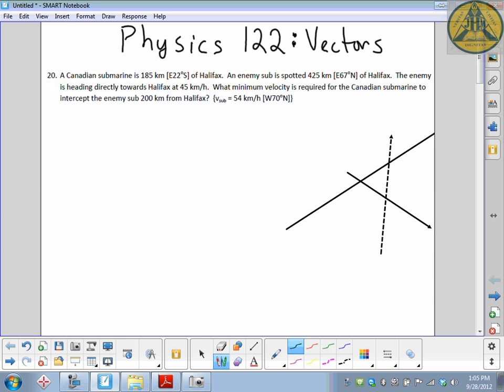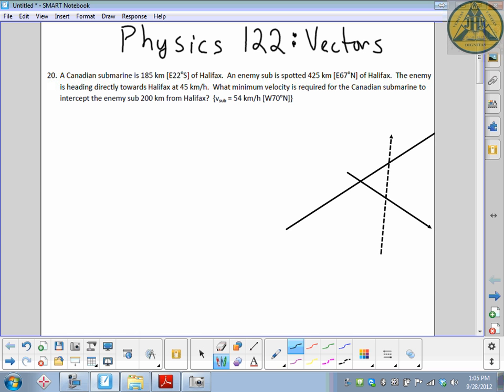What minimum velocity is required for the Canadian submarine to intercept the enemy sub 200 kilometers from Halifax? Lots going on in this question. It's a good question for critical thinking and problem solving because there's a lot of little steps to it and you have to do them in the right order. So it's kind of a start with what you've got and work your way towards the end question.